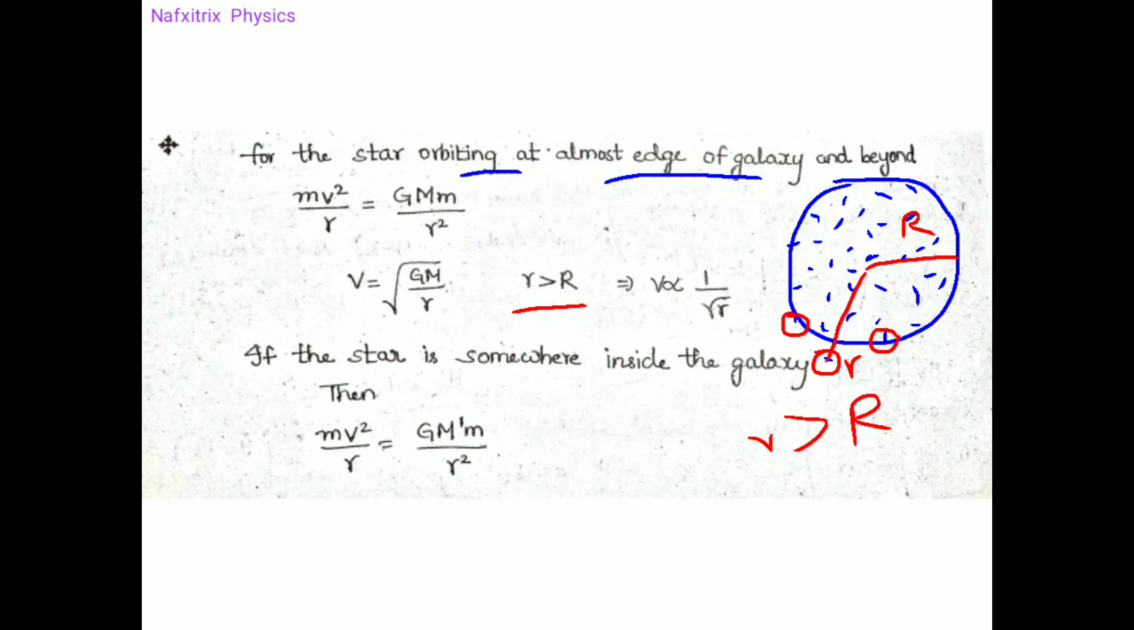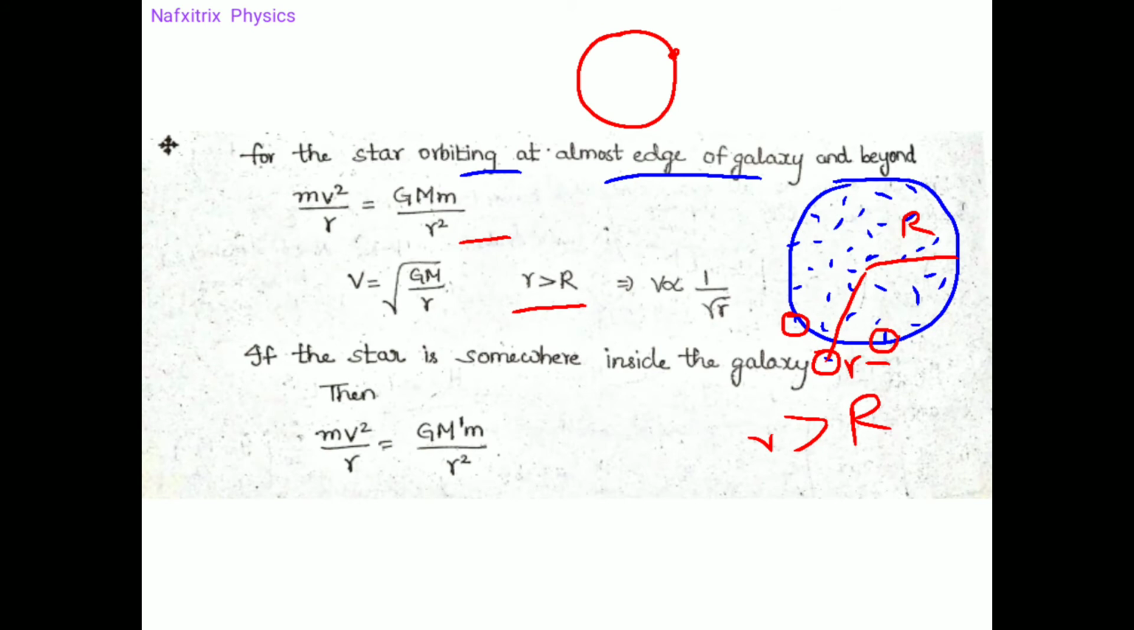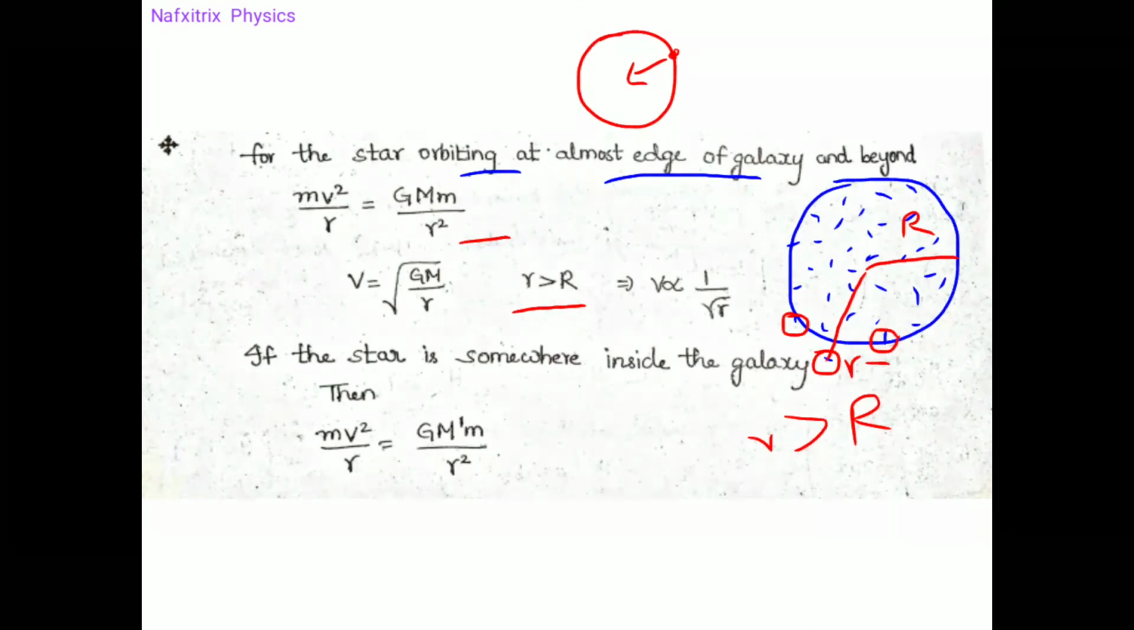For such a case, what would happen is mv²/r = GMm/r². That is, as the star is orbiting about the galactic center, it would keep on orbiting about the galactic center wherever it is. If this is a star orbiting about the galactic center, towards the galactic center a force of attraction would be acting because of all the other stars. So let us suppose the star is this, not this.